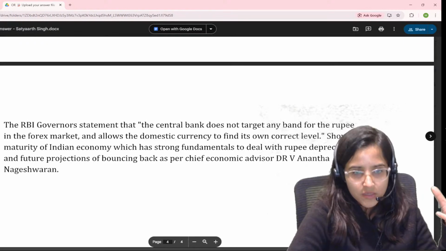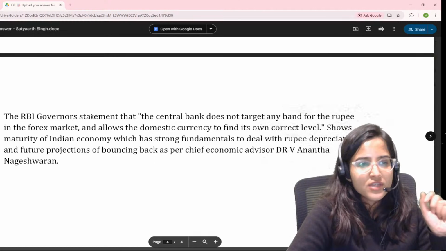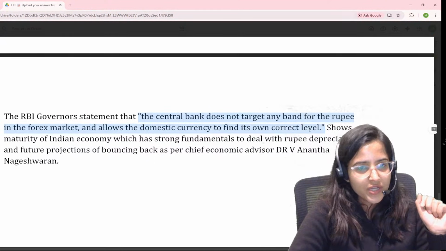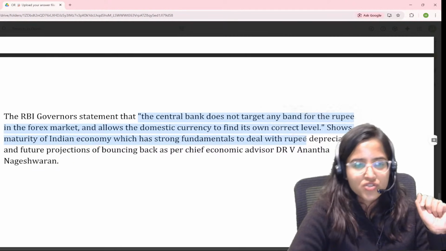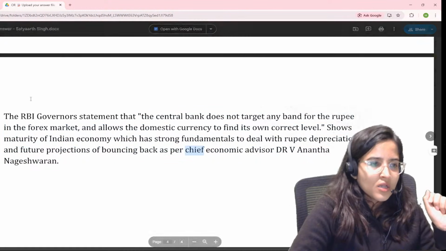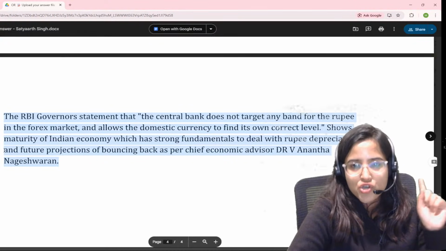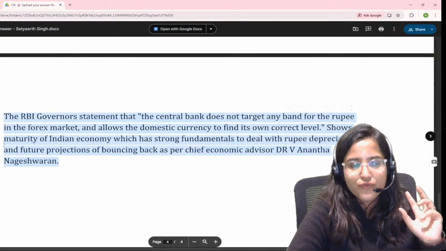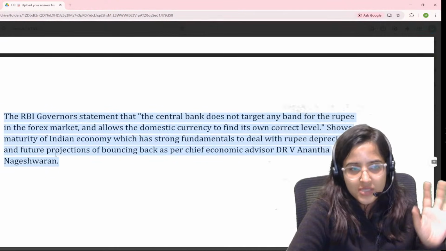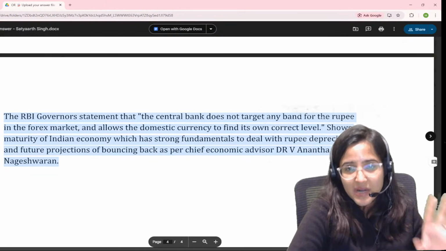In the introduction, you can refine it a little bit. Introduction is not good, to be honest. The rest of the content part was fine. RBI governor statement that the central bank does not target any band for the rupee in the forex market allows the domestic currency to find its own correct level. Shows the majority of the Indian economy has strong fundamentals to deal with rupee depreciation. Okay? But your conclusion, see, the conclusion and introduction part of the previous answer was better, Satyarth, right? So in the introduction you can add a little bit more context of what depreciation is, and in the conclusion also try to present everything. For example, in the previous answer it was written, yes there are challenges, yes there are opportunities, but this can be done.